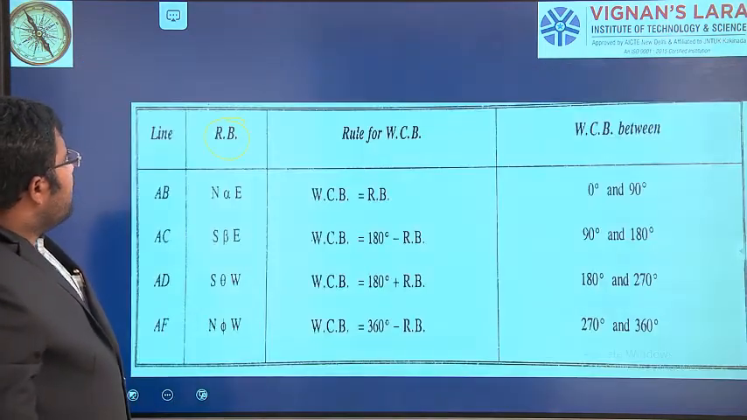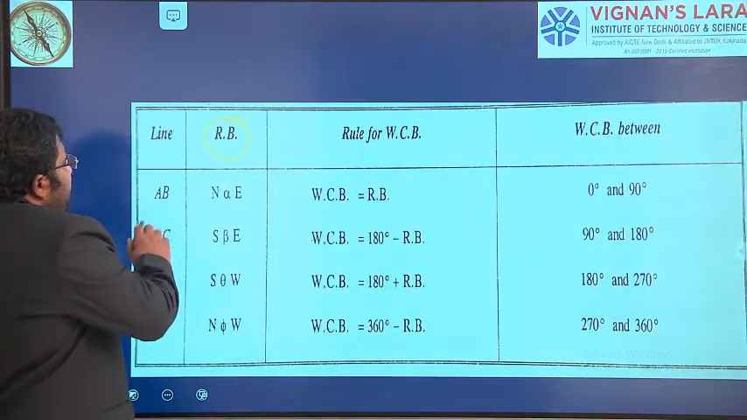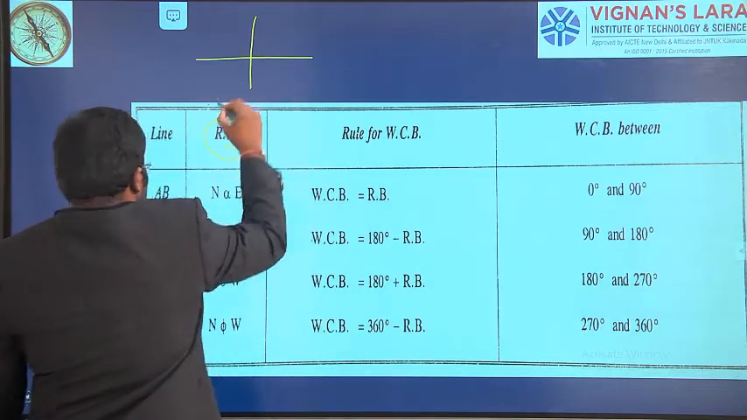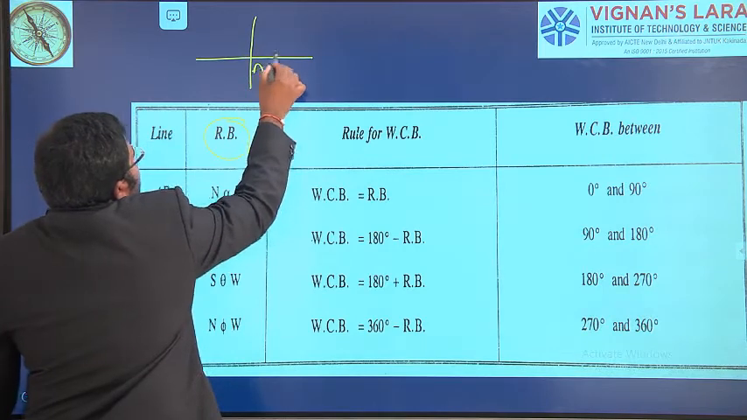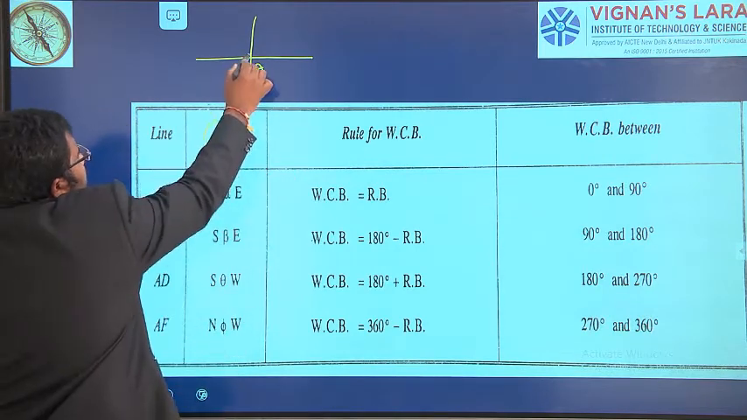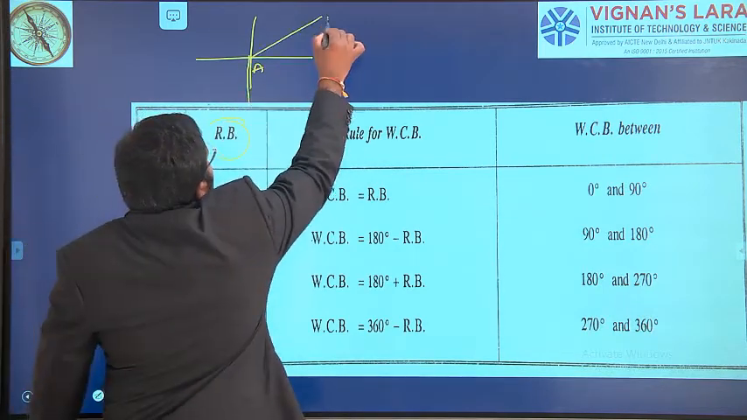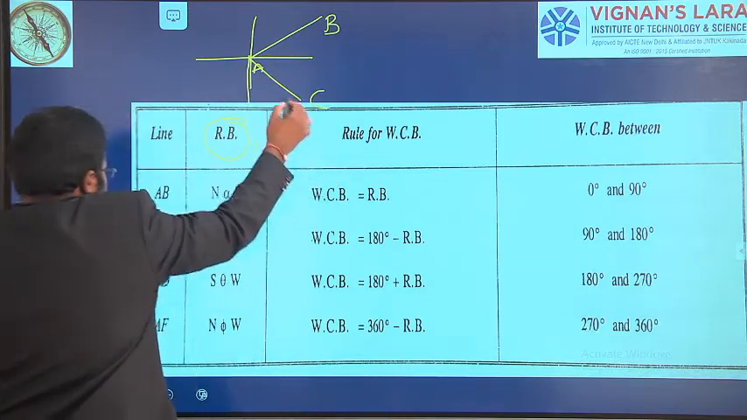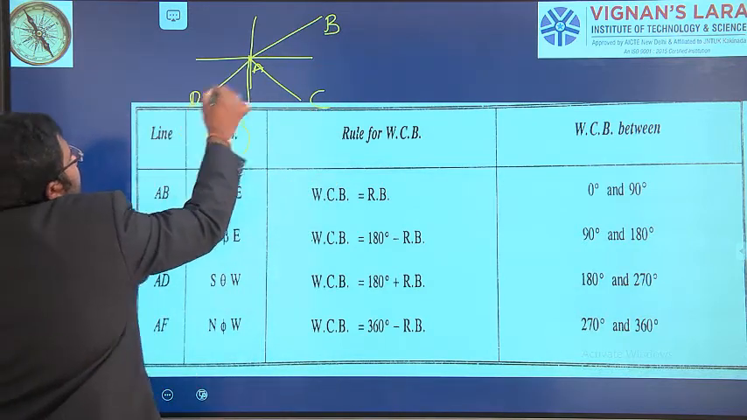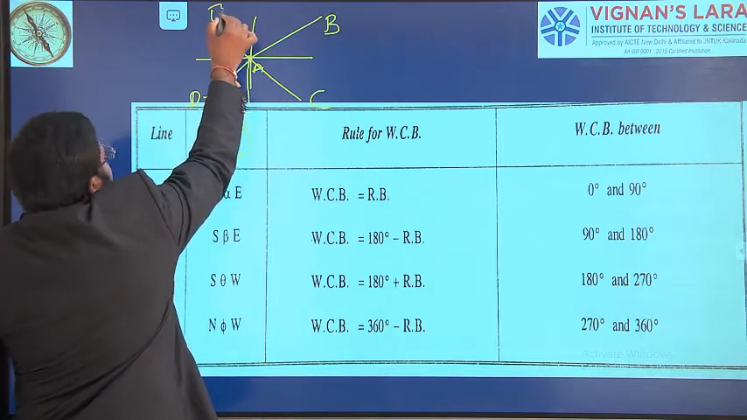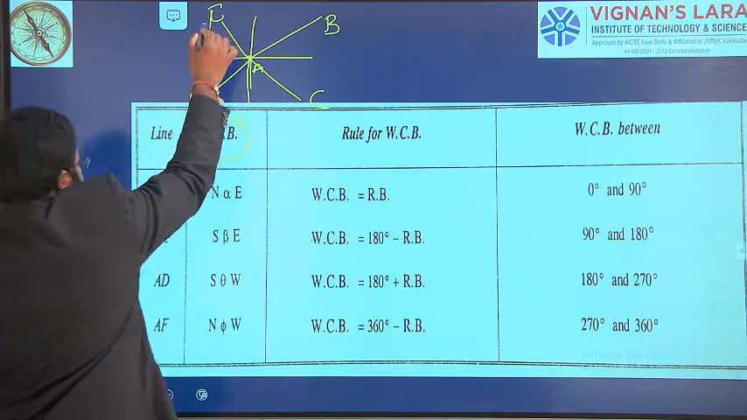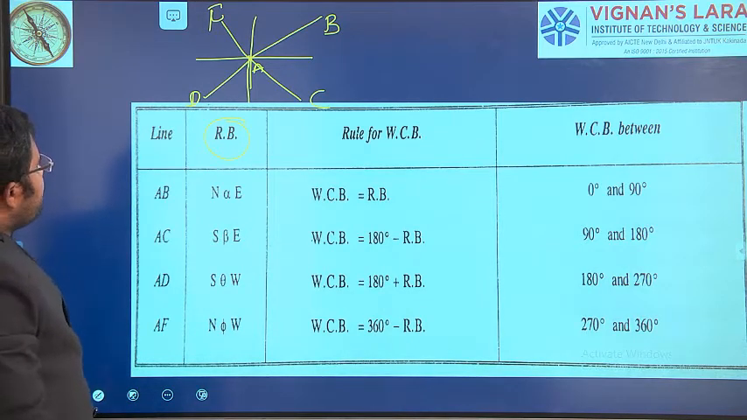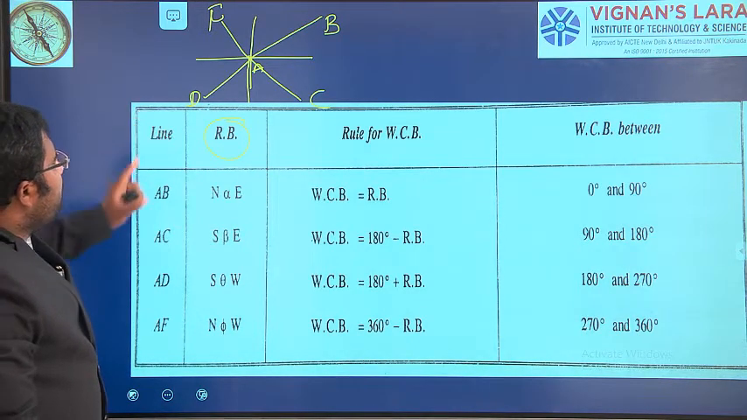Now you can see here a line AB. We will take it like this. I am standing at A. One line is like this, B. Another line is C. Another line is D. Another line is F.